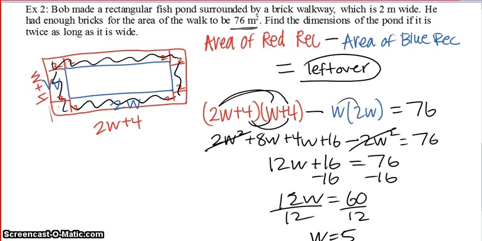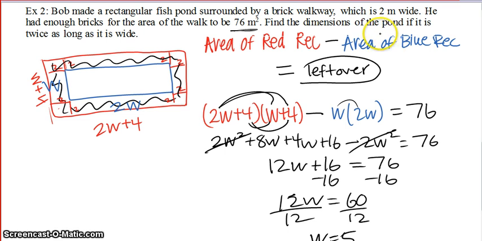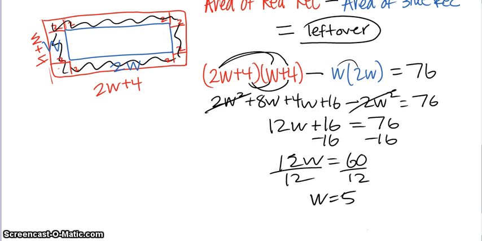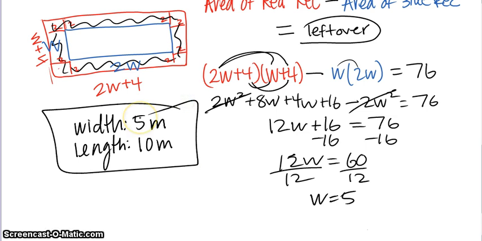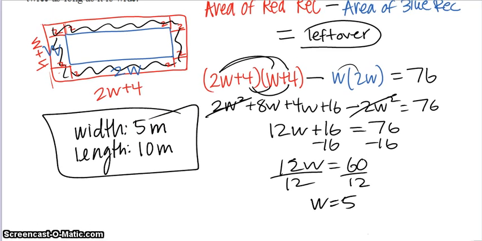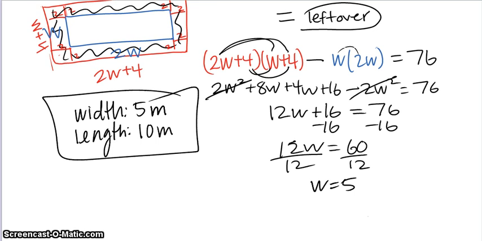Now, it says find the dimensions of the pond. So we know the pond is W by 2W, and we already found what W is. So we know that the pond's width is 5, and it was in meters. And then we know that its length is twice that, so 2 times 5 is 10 meters. There you have it, okay? Oopsies. So there you go. Draw pictures, no area equations, use your head. There we go.